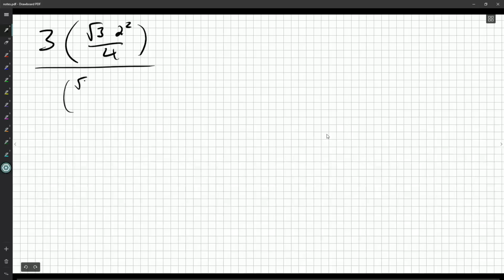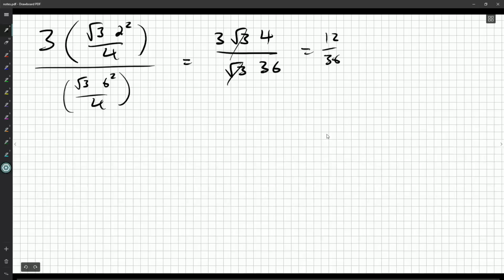Just real quickly, I guess I brought it up, I should use the area formula. So I'll do 3 ways to do the question in this one. We've got 3 copies of the small triangle inside 1 copy of the big triangle. Multiply by 4 on top and bottom, you'll get 3 square root of 3 times 4 divided by square root of 3, and 6 squared is 36. The root 3's will cancel out, you'll get 12 out of 36, or again, 1/3.